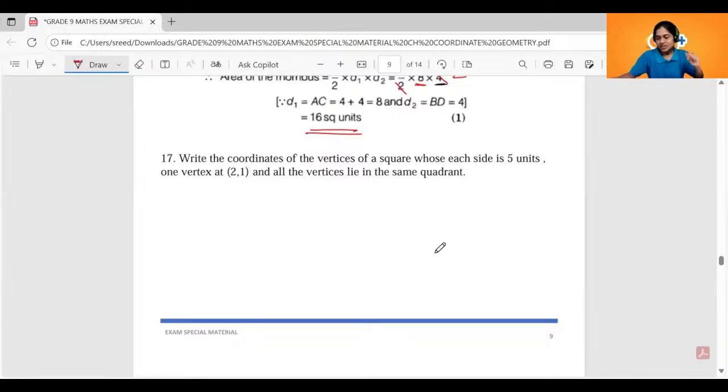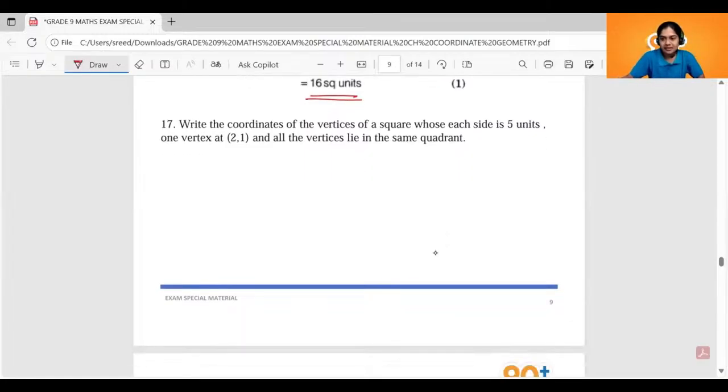Okay, so see here, this is the 17th question. Write the coordinates of the vertices of a square whose each side is 5 units. Okay, that means you have a square. You know that in a square, the lengths of all sides will be equal, correct? All sides will be equal, so that is given to be 5 units. One vertex is at 2, 1, and all the vertices lie in the same quadrant.